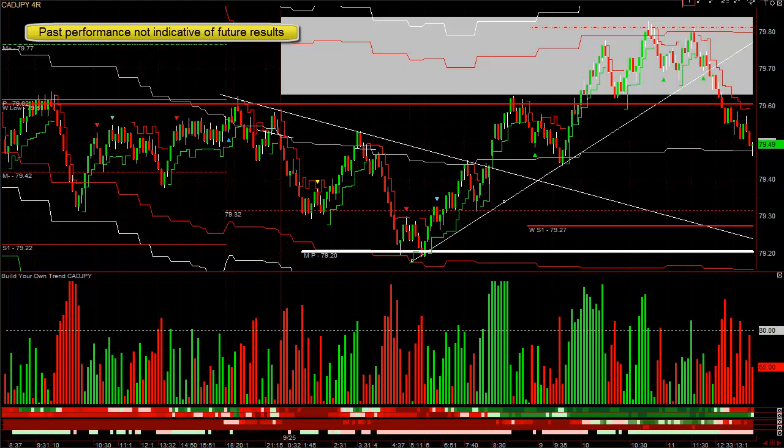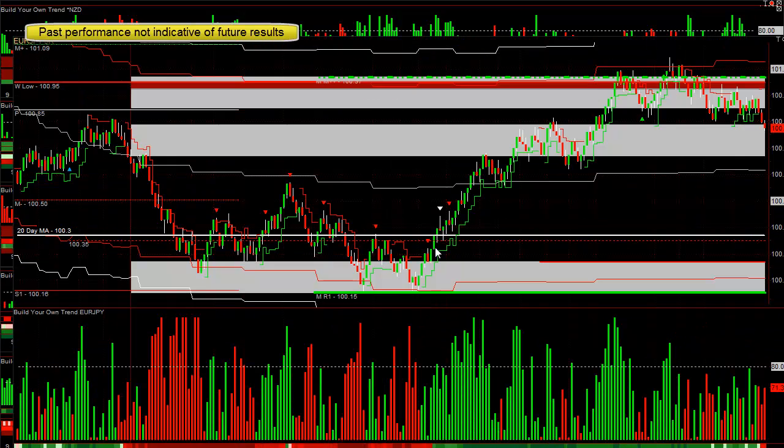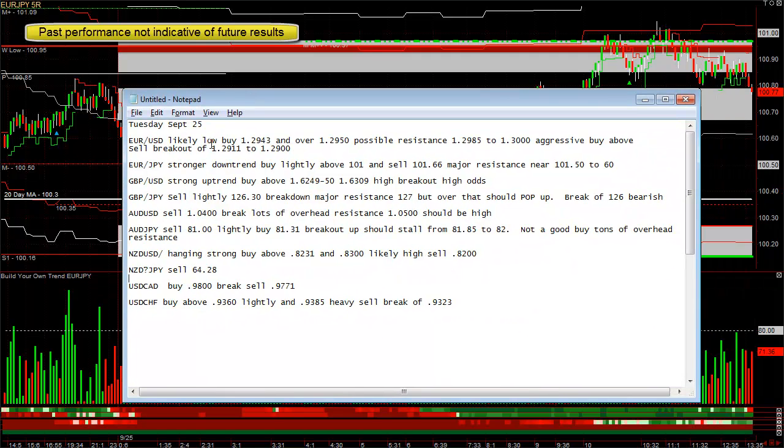Now again, you see the yen was very strong. You want to find a weak one to sell against it. Earlier last night, the euro was weak on most time frames, so the euro yen makes sense to sell starting the day. Here's my notes on the euro yen.